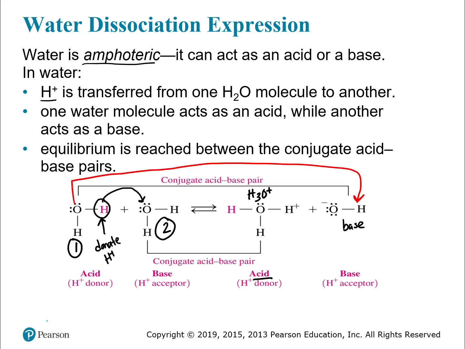On the flip side, we've got water molecule 2. It started off as a base because it accepted a hydrogen from water molecule 1. Once it accepts that hydrogen, it's now hydronium, that H3O plus ion. It's got an extra hydrogen to donate to the cause, so it is now an acid. The one that's formed on the product side is called the conjugate acid and the conjugate base.